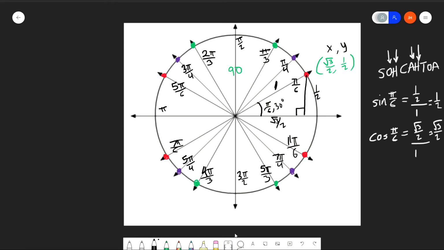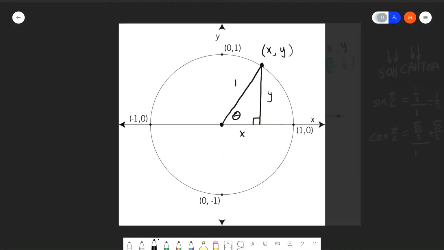And I want to show you guys how this looks in general. So here I have just a general triangle on the unit circle. It has angle theta. I use theta because that's a variable. And we see that because it's the unit circle, the hypotenuse is still going to be 1. The opposite side is the y-coordinate, and the adjacent side is the x-coordinate, right?